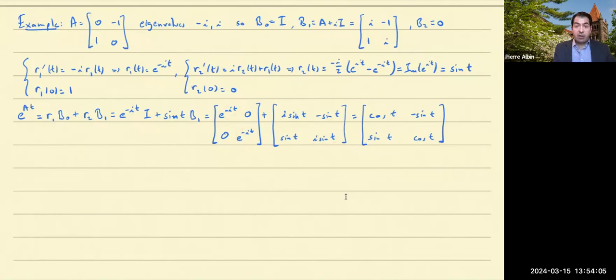Something that happens a lot in Putzer's algorithm is that we had to work with complex numbers as intermediate steps in our computation, but we ended up with a matrix that only has real numbers. So note that this is a general fact. If A has only real entries, then e to the At has only real entries.